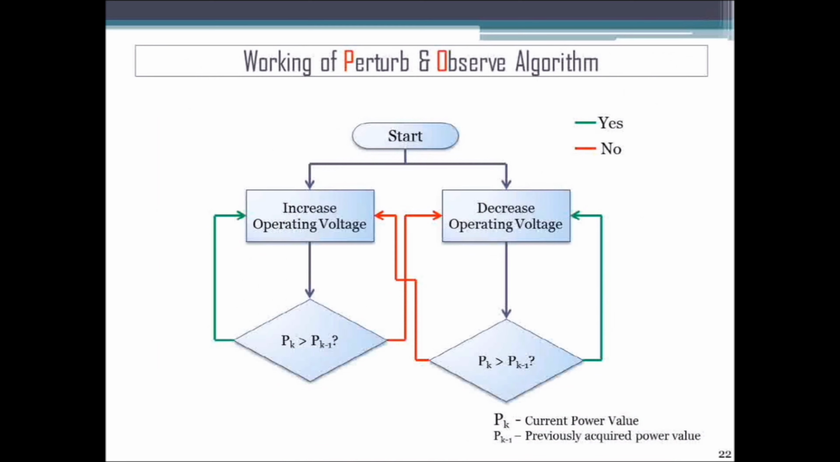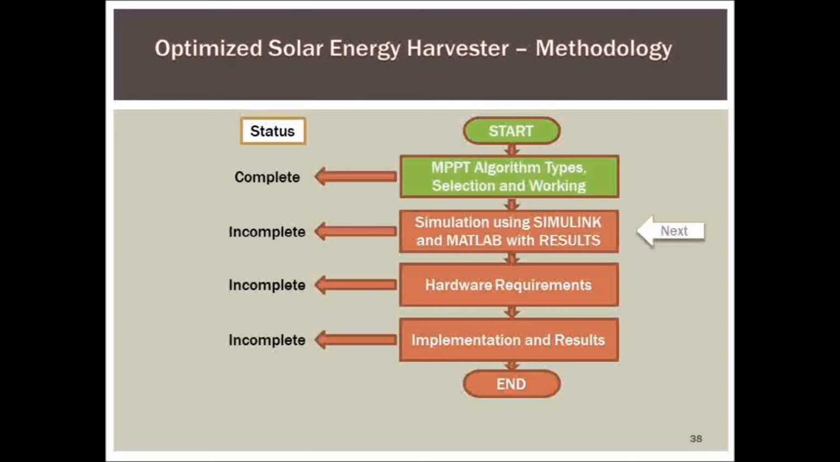Now we will see the working of the PNO algorithm. When the system is switched on and if sunlight falls on the solar panel, first the operating voltage increases. Then a comparison is done between the current power which is generated and the previously generated power. If the current generated power is greater than the previously generated power, the operating voltage will increase, else it will decrease, and this happens continuously. Having completed the selection of the MPPT algorithm, next we will see the implementation with the help of MATLAB.